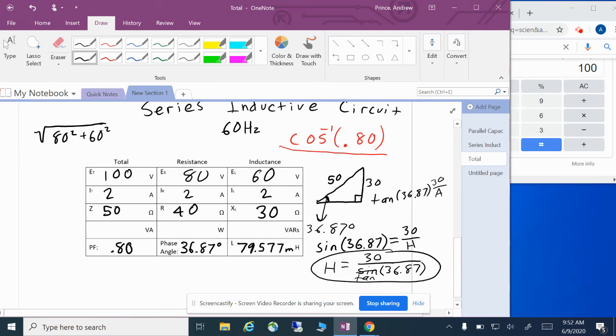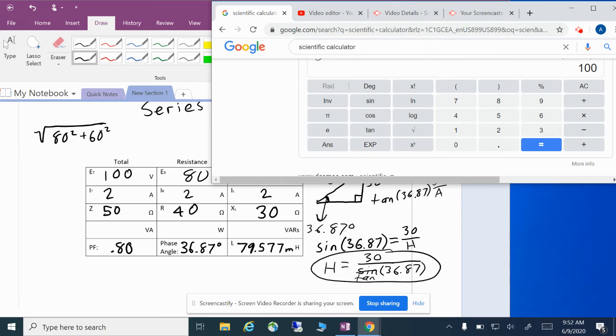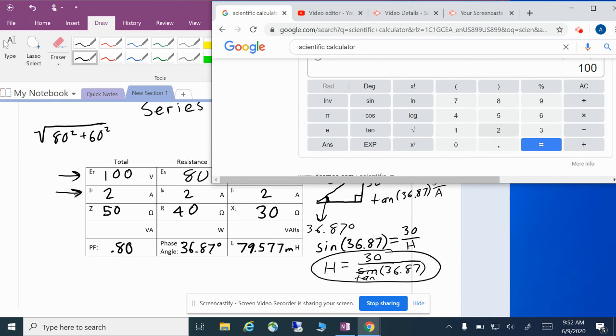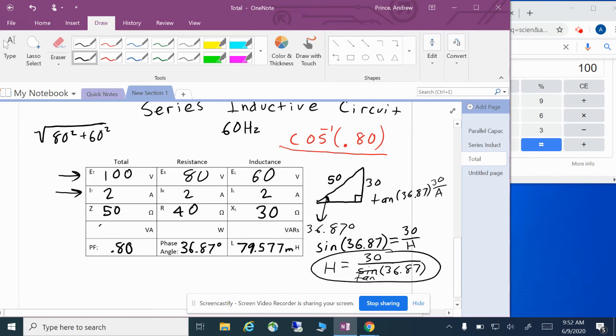So everything up until this point has been pretty good. Now all we have to do is solve for our voltamps, watts, and vars, so our power. So the easiest way for me to do that is just to take the voltage and the current, because there's no radicals, there's no division, it's just the volts times the amps, and that always gives you the power, right? So 100 times 2, I can already see that that's going to be 200. 2 times 80, so I'm going to have 160 watts, and 60 times 2, 120 vars.